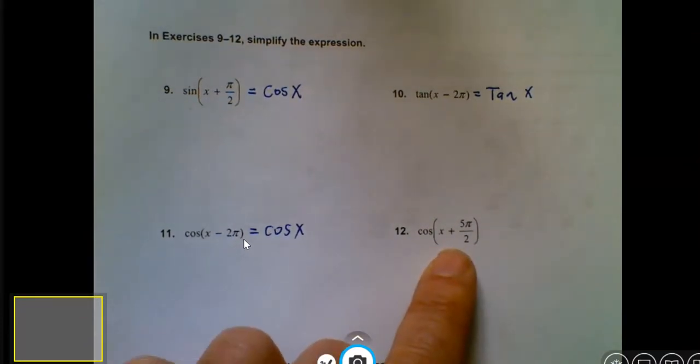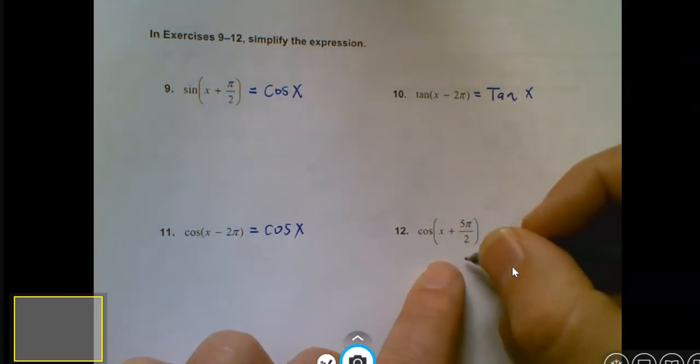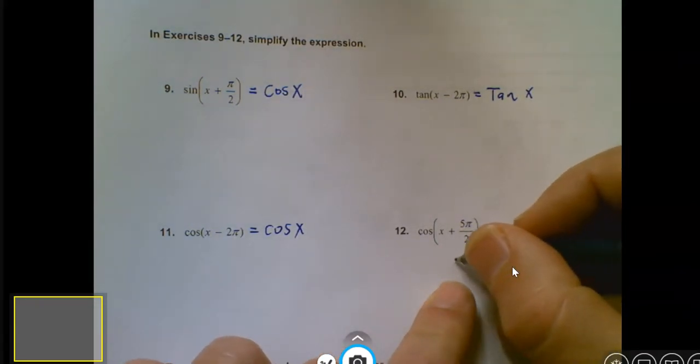5 pi over 2, let's see what's going on here. Keep in mind this would be more than one lap around. I'm going to rewrite this as a mixed number so you can see it more clearly. 5 pi over 2 is the same thing as 2.5 pi.